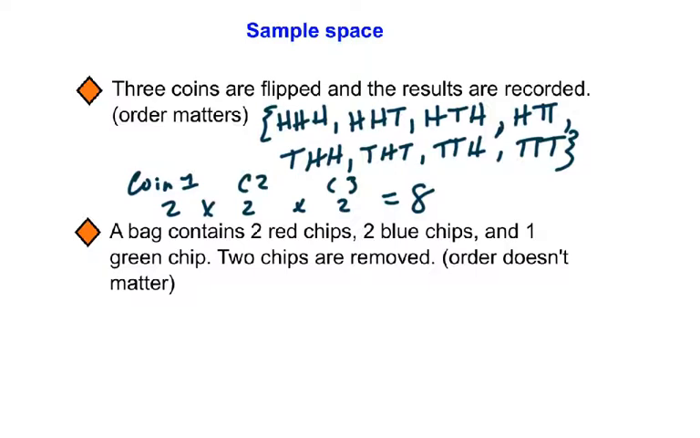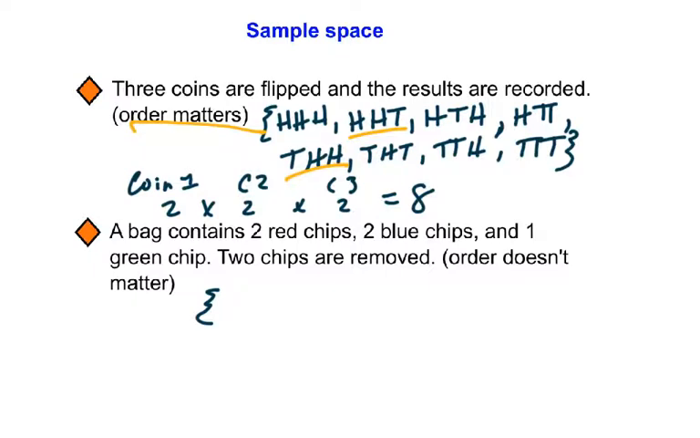A bag contains 2 red chips, 2 blue chips, and 1 green chip. 2 chips are removed. Order doesn't matter. So if order doesn't matter, then that means red-green is the same thing as green-red. In our previous example, we treated tails, heads, heads differently than heads, heads, tails because order mattered. In this case, order does not matter, and therefore we are not going to list those things twice.